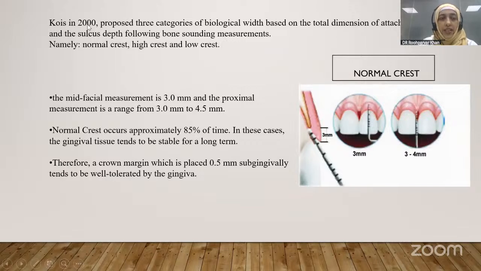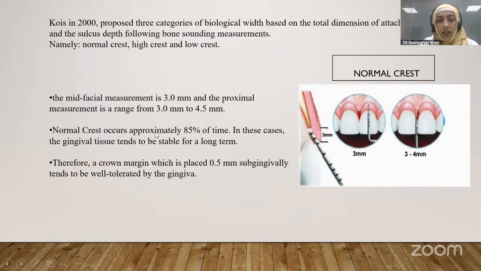So Coes, in 2000, proposed 3 categories of biological width based on total dimension of attachment and sulcus depth following bone sounding measurement. Coes also explained it in 3 ways. As I explained previously, the mid facial measurement should be 3 mm and the proximal measurement should be 3 mm to 4.5 mm in a normal crest patient.